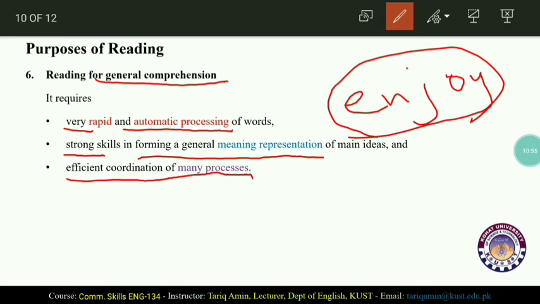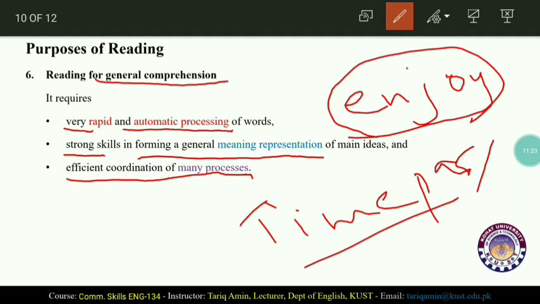Now you can read different texts for your enjoyment and pleasure as well. For example, we read novels, dramas and poetry for enjoyment purposes. Same is the case with another purpose: sometimes we read different texts for time pass. Sometimes we pass our time with the help of reading. For example, we read the newspaper for time pass. So this could also be one of the purposes of reading.